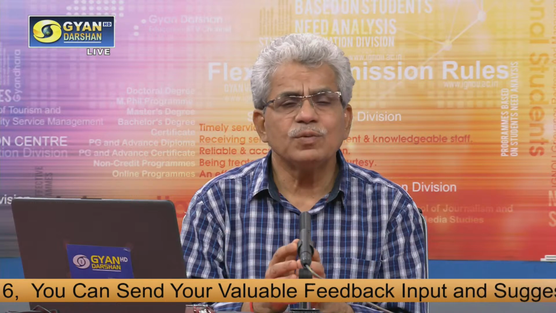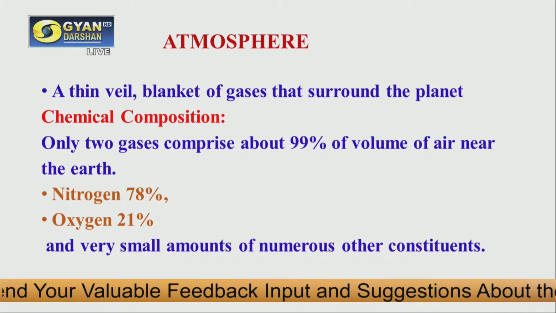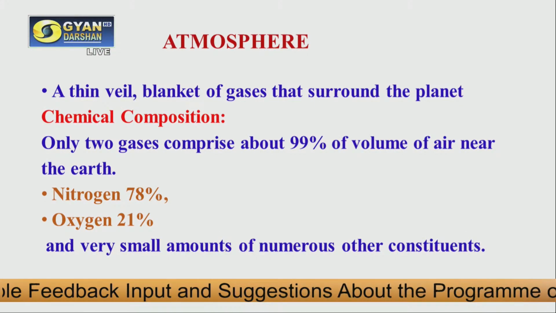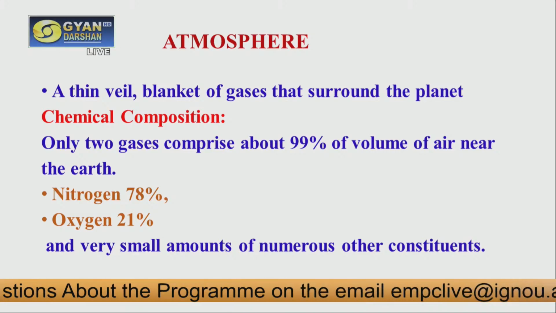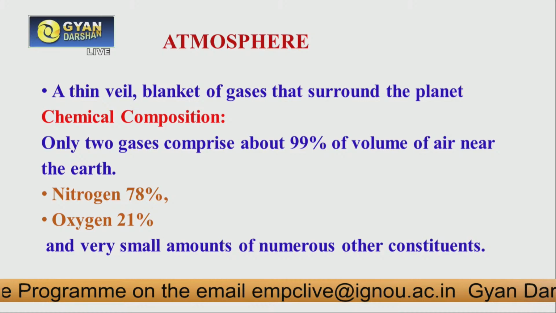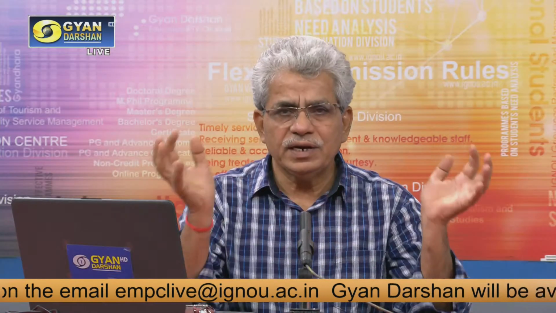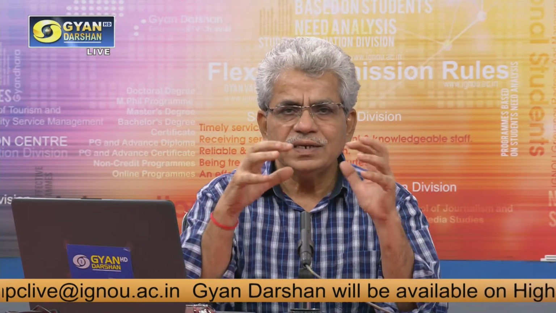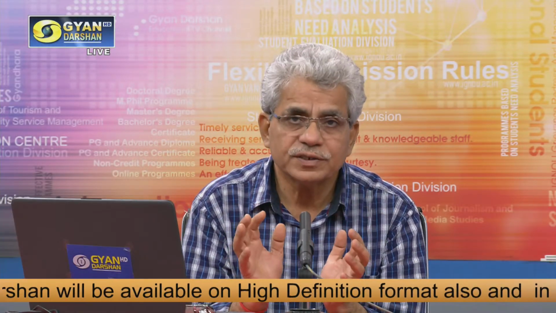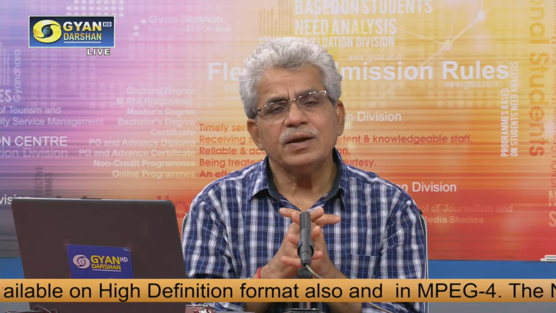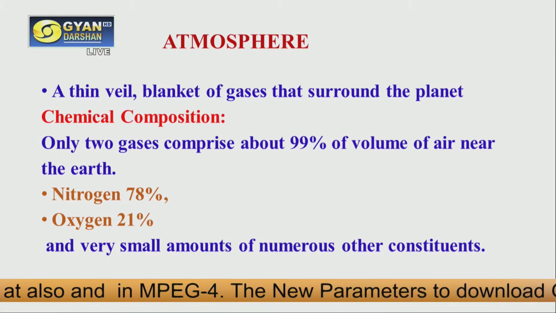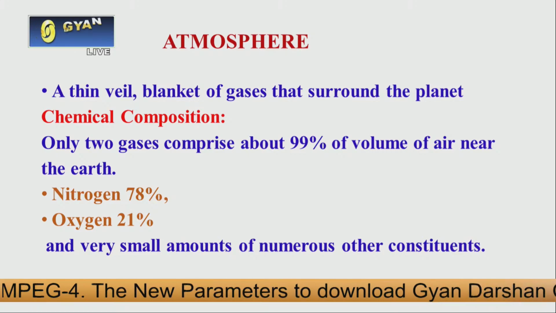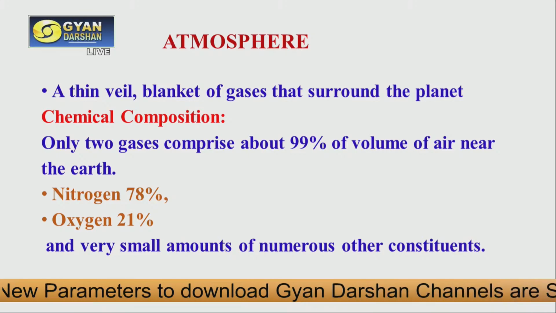What is the atmosphere? The atmosphere is a thin veil or blanket of gases that surrounds the planet. There is a thin layer of gases around the planet, and that thin layer of gases around our planet is the atmosphere. What is the chemical composition of this layer? What are the different gases which make this component of the environment?